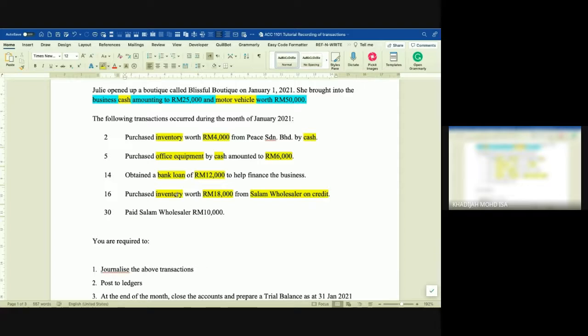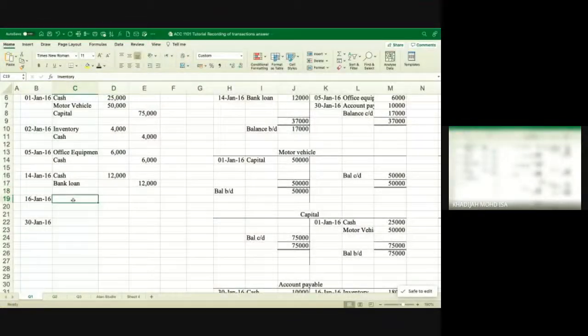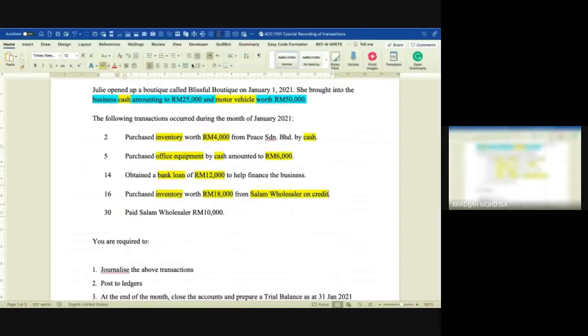All right, so again, you have the inventory account, and the value is 18,000, but because you purchase on credit, you're going to open accounts payable under Salam Wholesaler. So you increase your asset in the form of inventory, but now you have accounts payable of 18,000. Asset is a debit because of the increase in inventory, but accounts payable also increases, and here it is credited because the nature is credit. All right, and then you paid Salam.